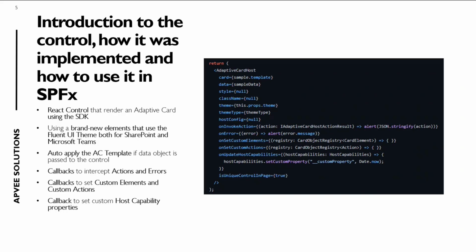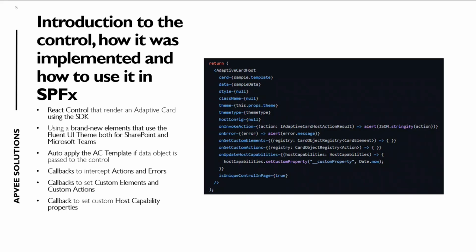Basically, it's just one React control that has some properties. Almost all these properties are not required, but some properties like the card are required, because I need to pass the template to render the adaptive card. Then there's the data property, if you want to pass an object that contains the data you want to apply using the adaptive card template. And some callbacks to intercept the actions. For example, if you invoke a submit action, you are able to catch this action, or the error, if there is some error in the rendering of the card.